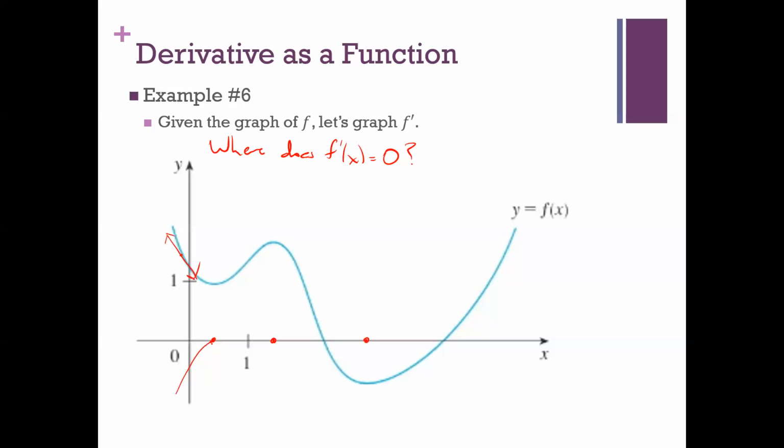I know the derivative must reach 0 at that point I already marked here. It's going to be negative up until that point. How about between that point and the next one? It'll be positive, right? So something like that.